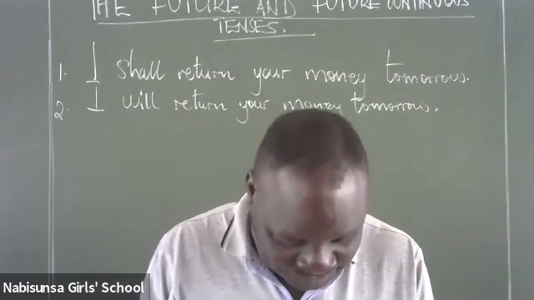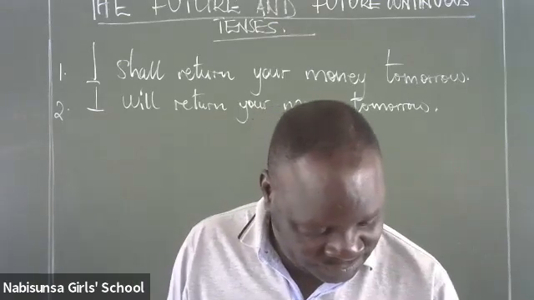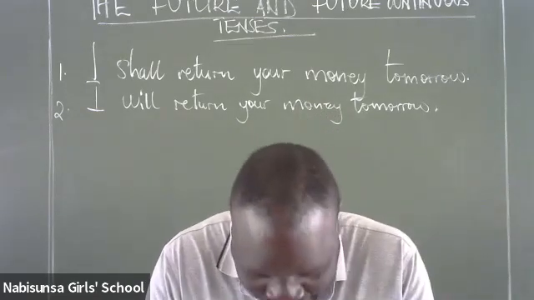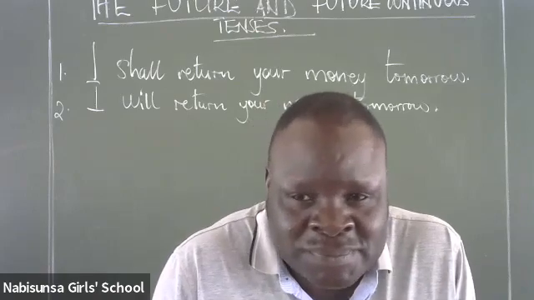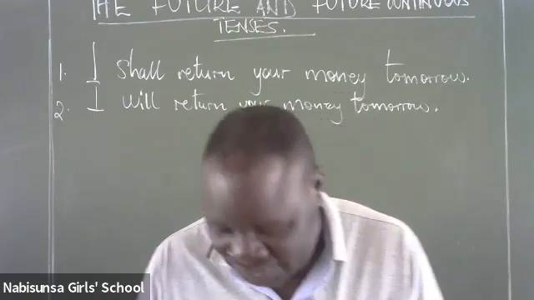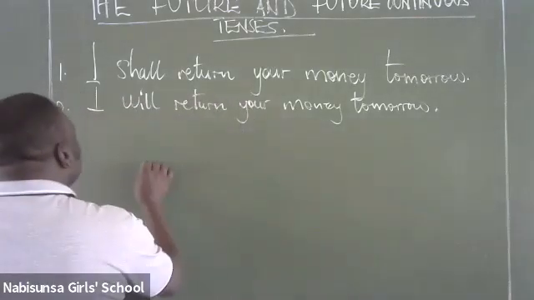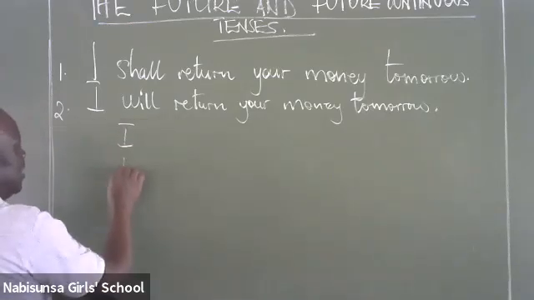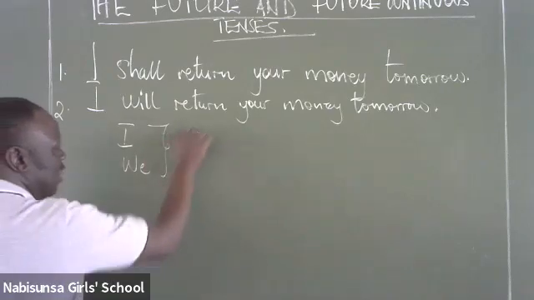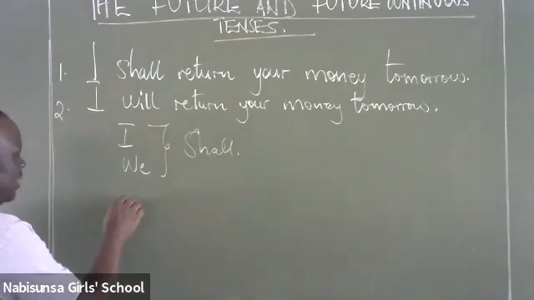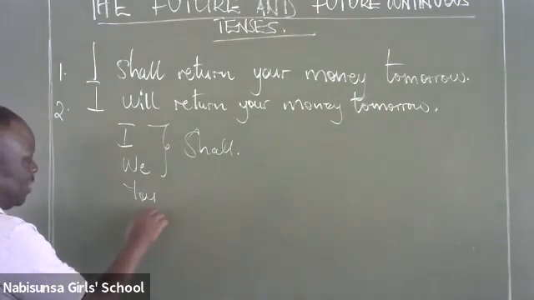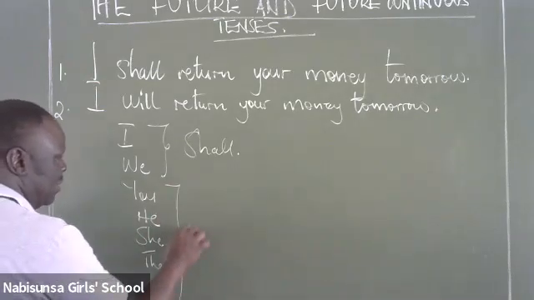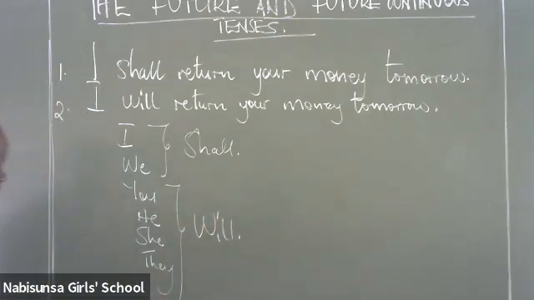We use shall in future tense for I and we, whereas we use will in future tense for you, he, she, they. What she's trying to say is this: I and we will take shall, and then you, he, she, they will take will. That's what she's trying to say.